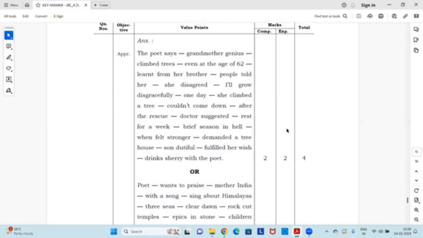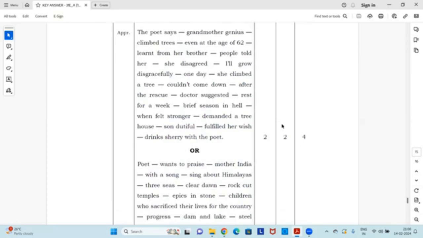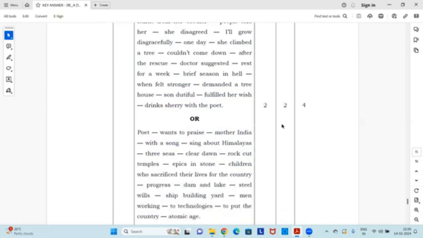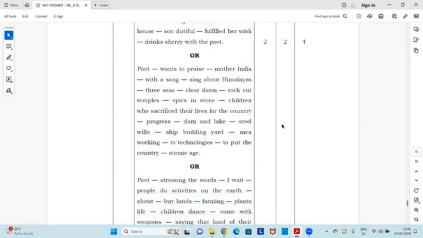Okay, so this is the explanation of why the grandmother was a genius. If you have read the chapter and the questions and answers have been done, it is very easy for you to write. These are the key points and you can write this. Again, the video is uploaded in my channel playlist. You can check from there and watch the videos. Okay, next question.